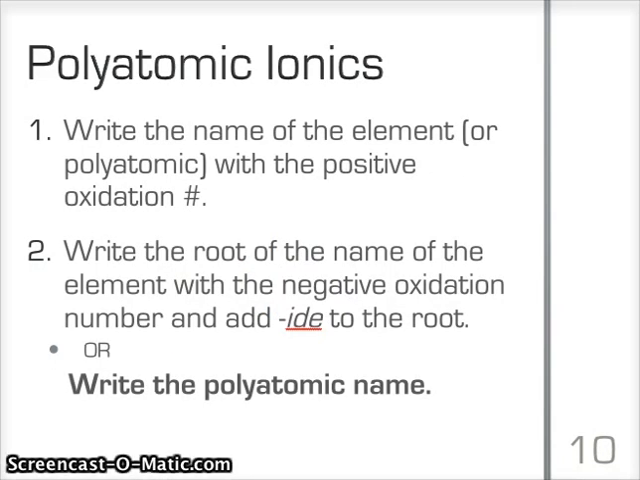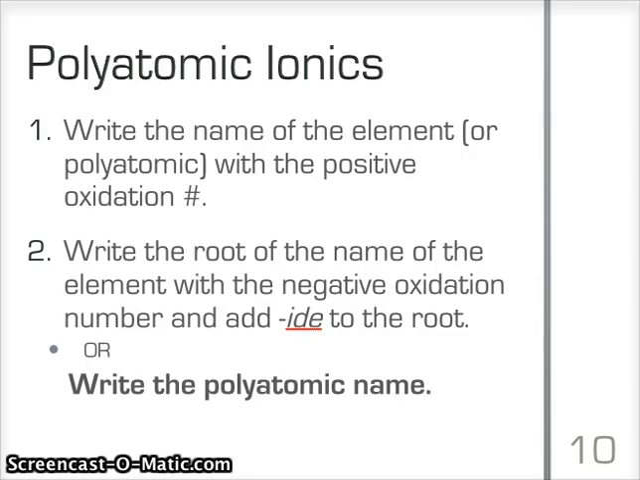A polyatomic is an ionic compound. And the way that you name a polyatomic, and the way you can tell that you have a polyatomic compound, is because there's going to be more than two capital letters. Simple as that.